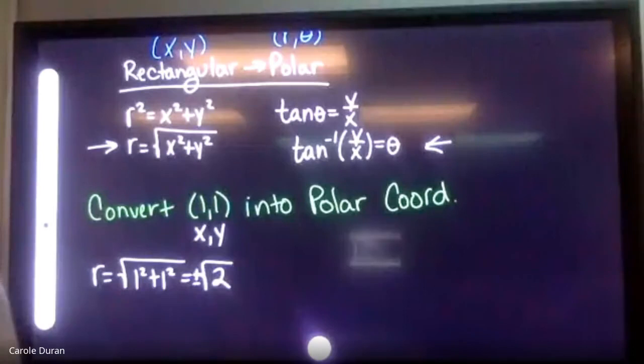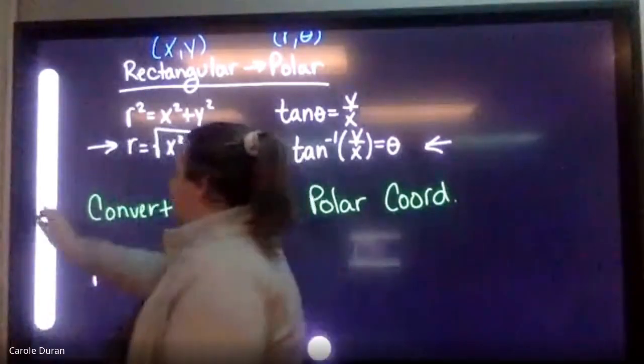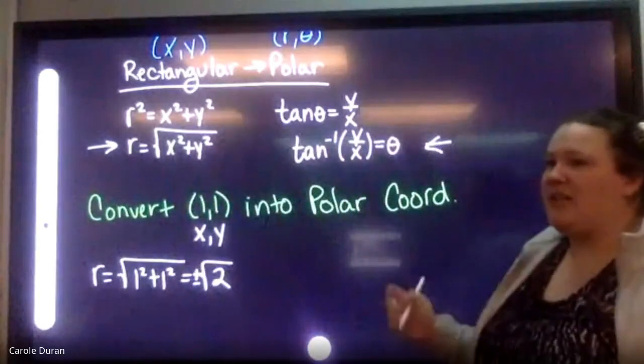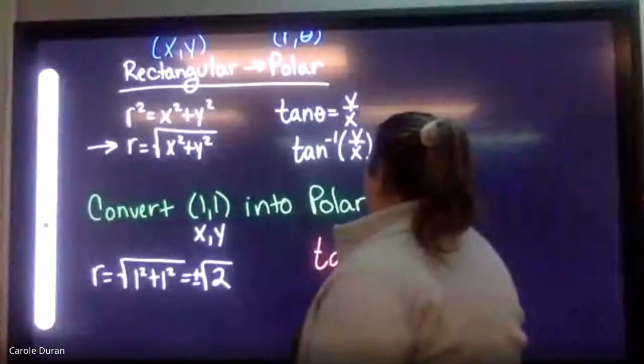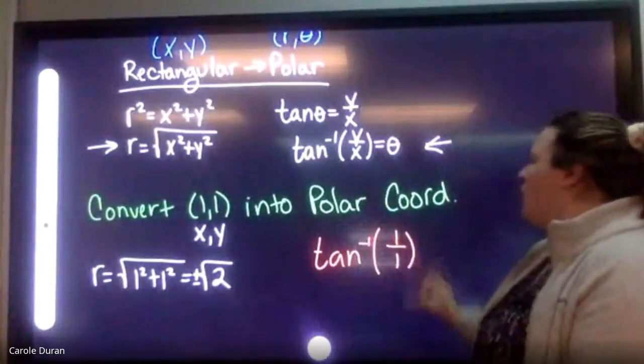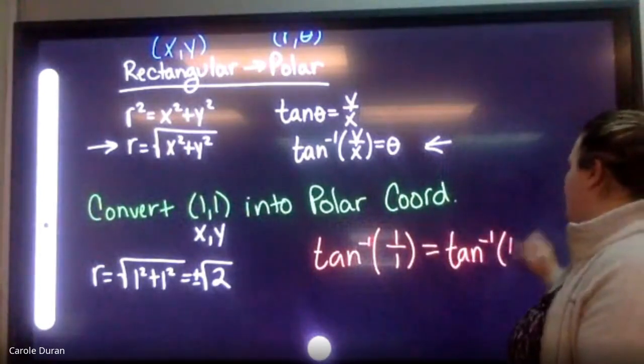Okay, so now let's find our angle theta. So we're going to use, sorry, go ahead. Do the other spots have to be graphed? You're going to have to graph them too once we get there. So we get tangent inverse of y over x. Both of them are 1, so I get 1 over 1, which means I get tangent inverse of 1.